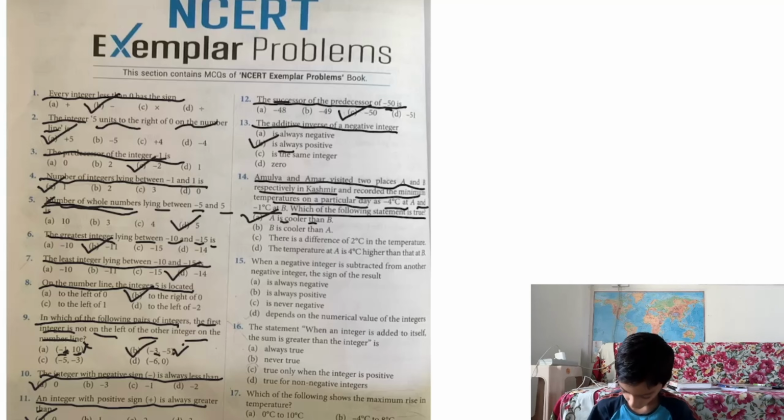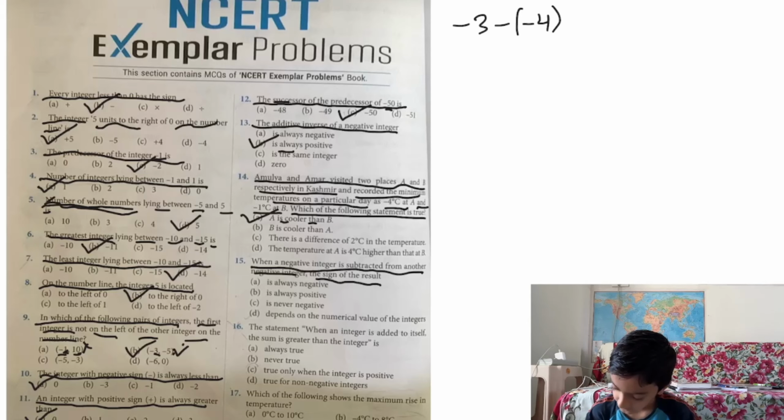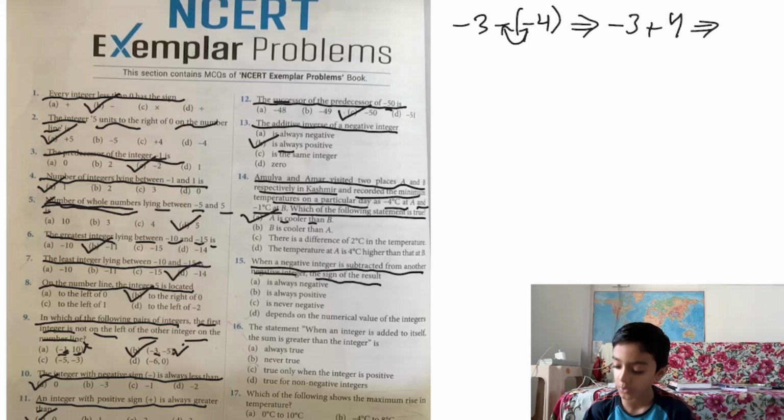Question 15. When a negative integer is subtracted from another negative integer, the sign of the result is. Here, there will be two cases. I will give you an example of both cases. Let me take an integer, -3, and they are saying that it is subtracted from another negative integer. I will take the other negative integer, -4. So here minus will be plus, so it will be -3 plus 4, and -3 plus 4 is equal to 1.